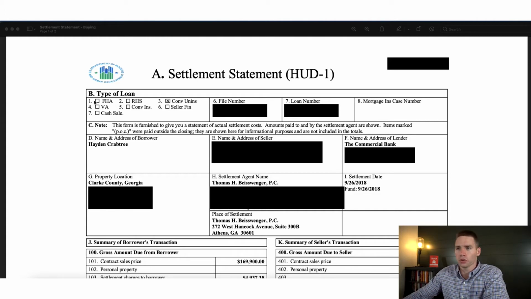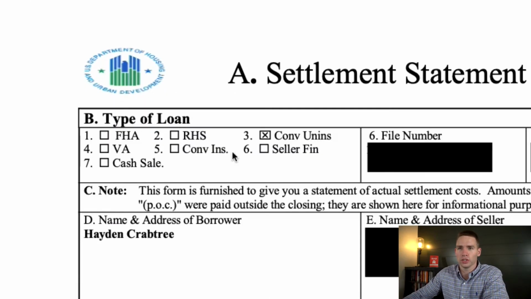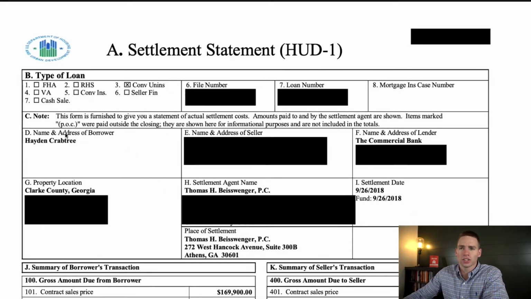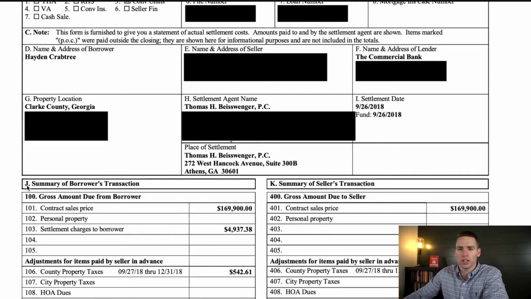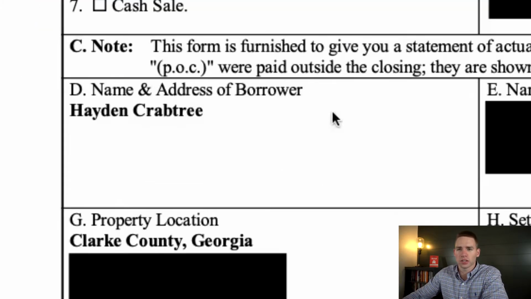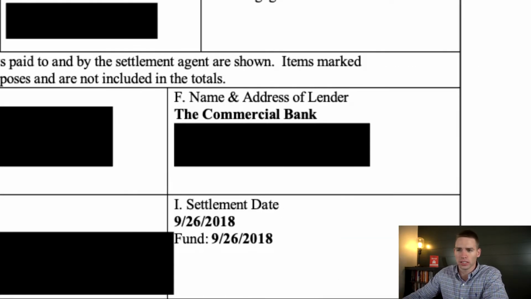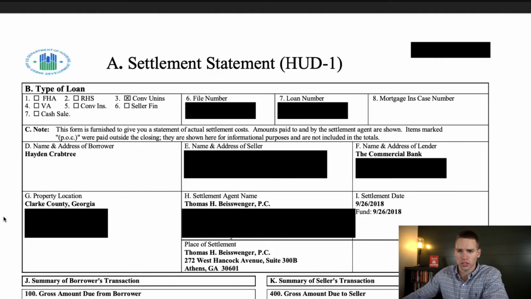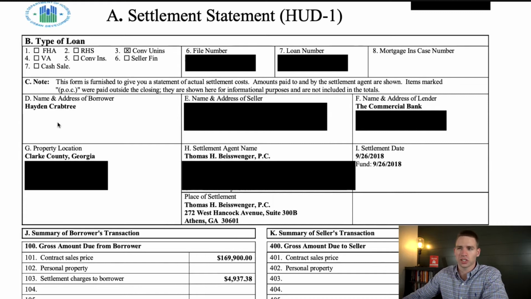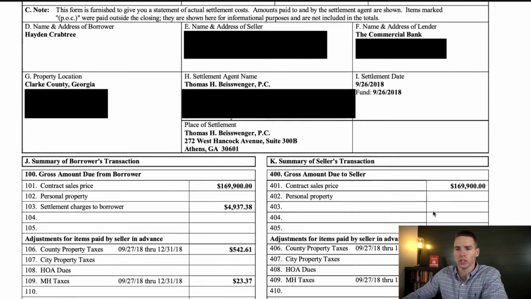So we can kind of read through here. We can see section B, 1, 2, 3, 4, 5, 6, 7, B, 6, 7, 8. And as we go through here, sometimes we'll have different labels. We'll see reference to section J, line 100 or 106 or 108 or whatever that is. But what we're going to see here is the name of the borrower. That's me, Hayden Crabtree. Next, we're going to see the address of the seller, the lender name who gave me a loan, the settlement date, the settlement agent name who's the attorney, the property location, place of settlement, which is where we closed. All of this is just kind of formal. Who's buying, who's selling, where's it happening, when's it happening, right?